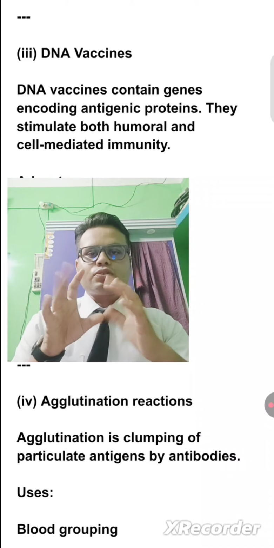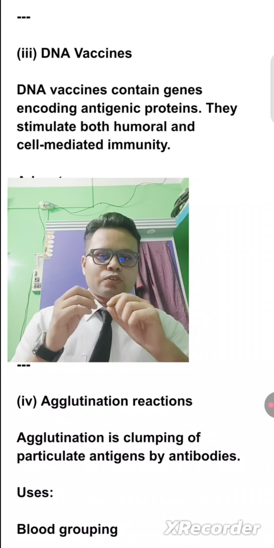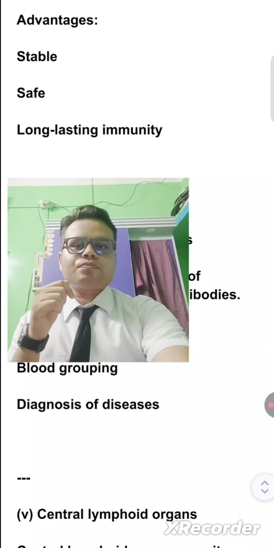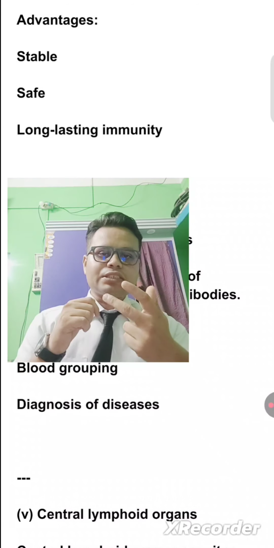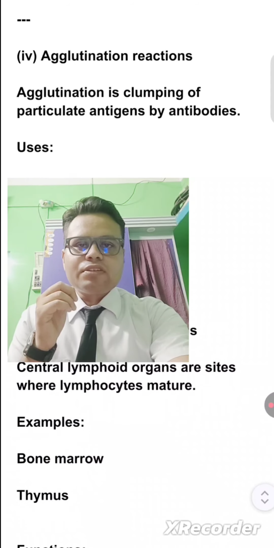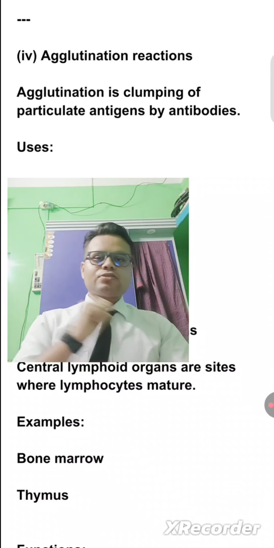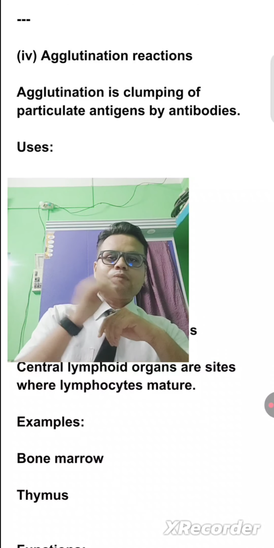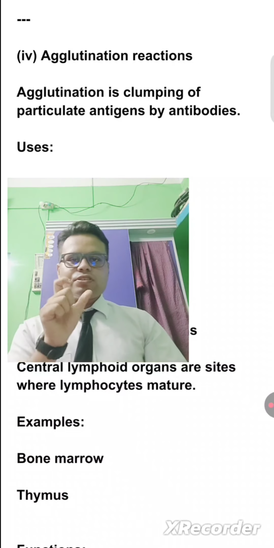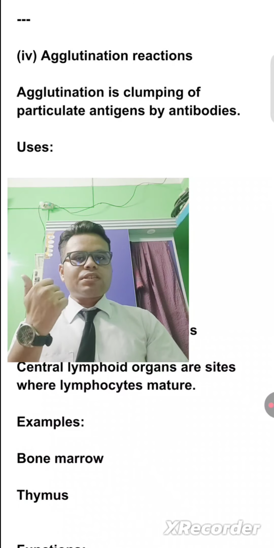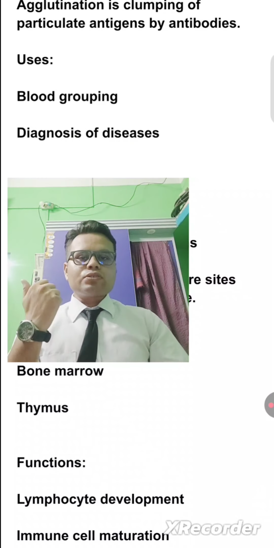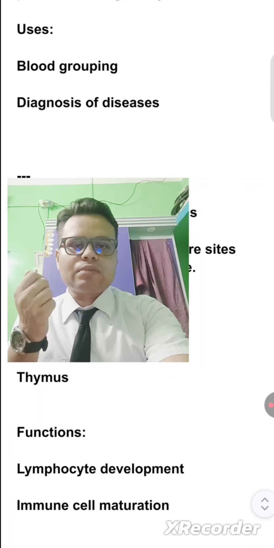Second, they stimulate both humoral and cell mediated immunity. So these come under the DNA vaccines. After that, advantages: stable, safe and long lasting immunity come under the advantages of it. After that, agglutination reaction. Agglutination reaction is the clumping of particulate antigens by the antibodies. And what are the uses of it? Blood grouping, diagnosis of diseases come under it.